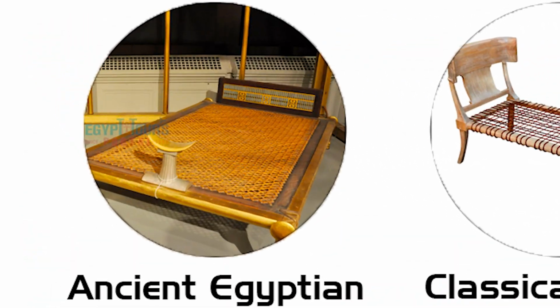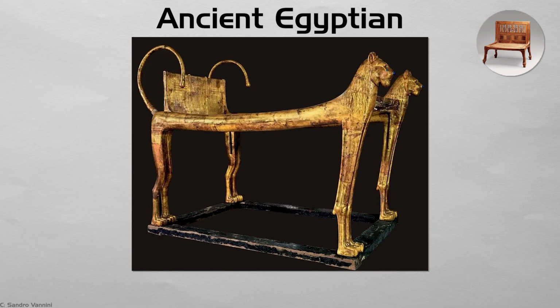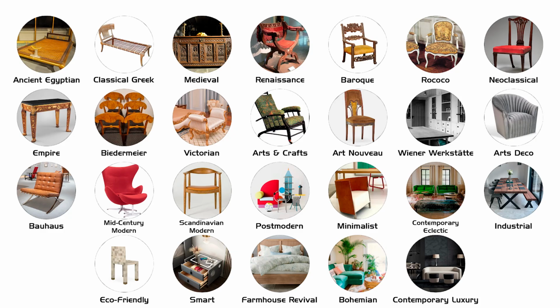Ancient Egyptian. Dating back over 3 millennia, ancient Egyptian furniture featured simple yet elegant designs, using local materials like palm, reeds, and later imported woods. Low stools with woven seats, beds raised on animal-shaped legs, and chests with minimal decoration were common. The clean lines and sturdy joints influenced later Mediterranean styles.